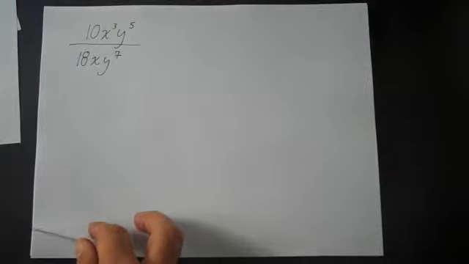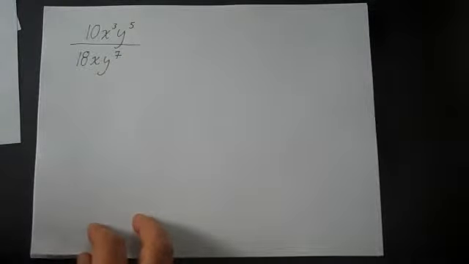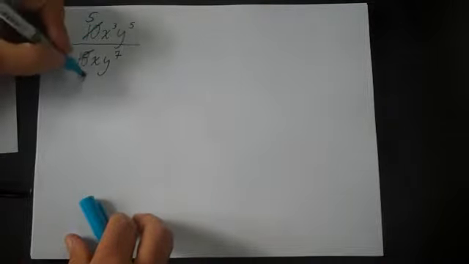Let's do 10 x to the 3rd y to the 5th over 18 x y to the 7th, right? So the trick here is, the first thing I would look at is see if you have any negative powers here. You don't have any negative powers here, and you don't have any powers to the power, so I would just start simplifying. The 10 and the 18 you can simplify. Let's think what goes into 10 and 18. 2 goes into both. Does 4? No, 2 goes into both of them, so that'll be a 5 and a 9.